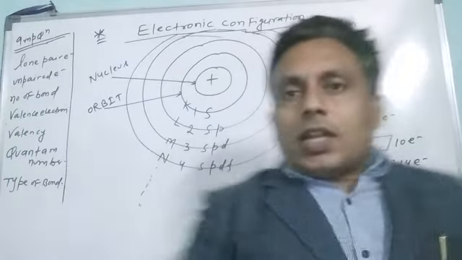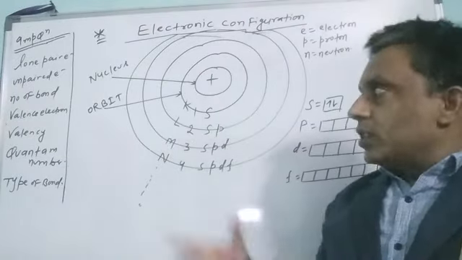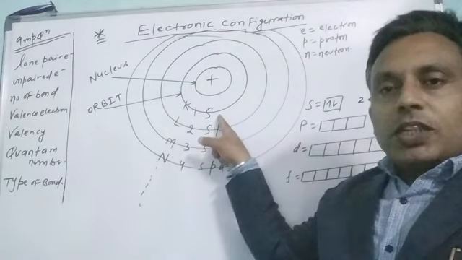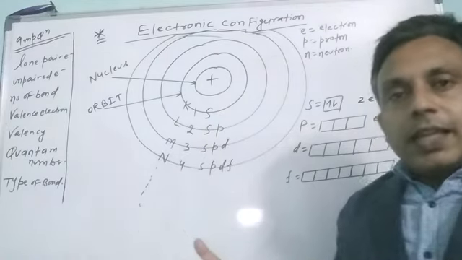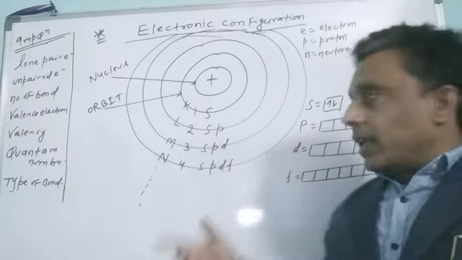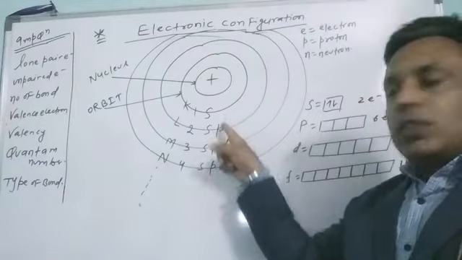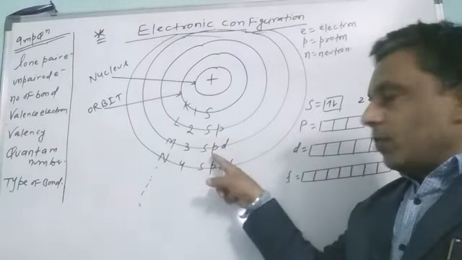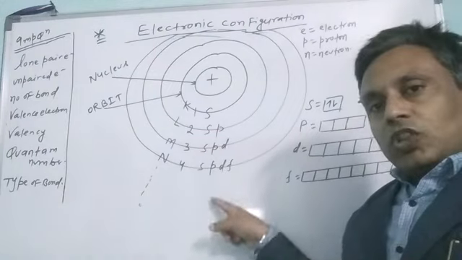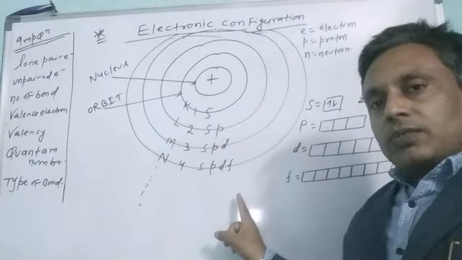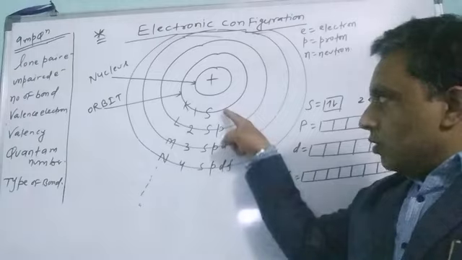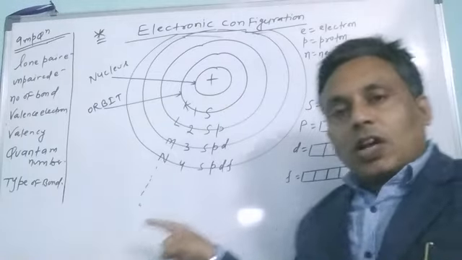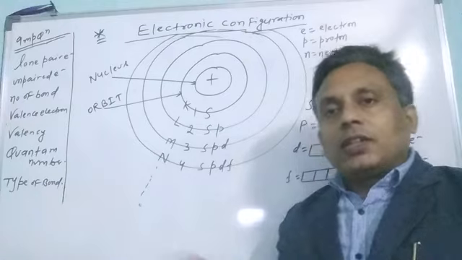If I ask you how many electrons are present in the first orbit or K orbit, your answer is 2 electrons. In the second orbit, 8 electrons. In the third orbit, 18. In the fourth orbit, 32 electrons. On this data, we calculate the number of electrons in different orbits, different energy levels.